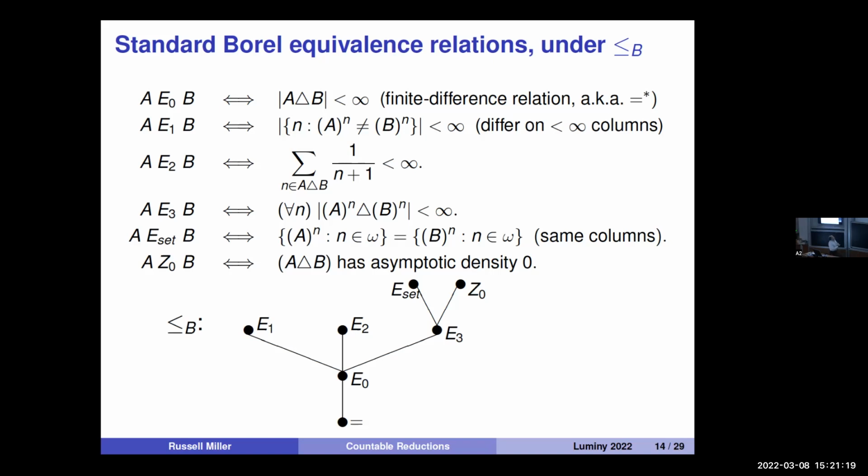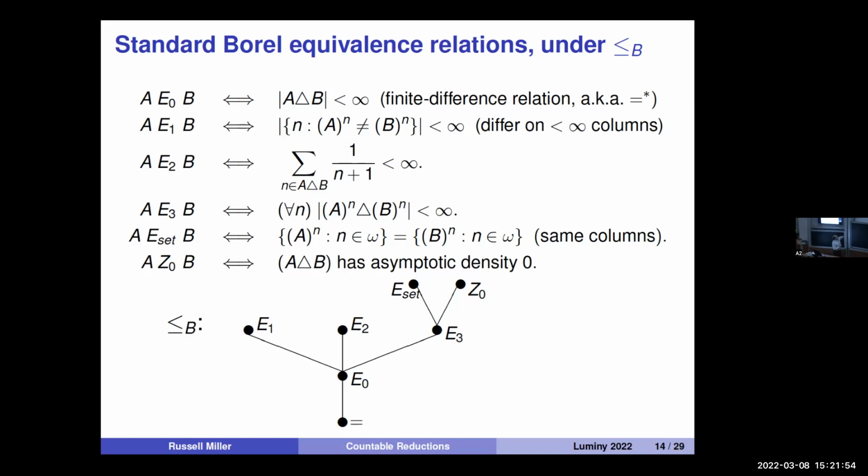The definitions are all here. Some natural things that you would ask: E1 says A and B differ on only finitely many columns. That's a sigma 2 relation if you're keeping track. So was E0, by the way. E2 is also a sigma 2 relation, using the harmonic series to measure how bad the symmetric difference is. That one wouldn't have occurred to me, to be honest, but it comes up a lot.